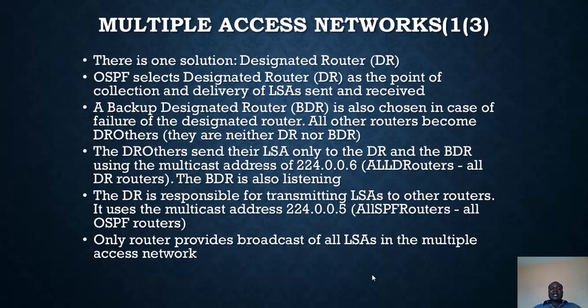The DROthers send the link state advertisements only to the designated router and the backup designated router using the multicast address 224.0.0.6. The designated router and the backup designated router are also listening. The designated router is responsible for transmitting link state advertisements to other routers. It uses the multicast address. Only this router provides broadcast of all link state advertisements in the multiple access network.